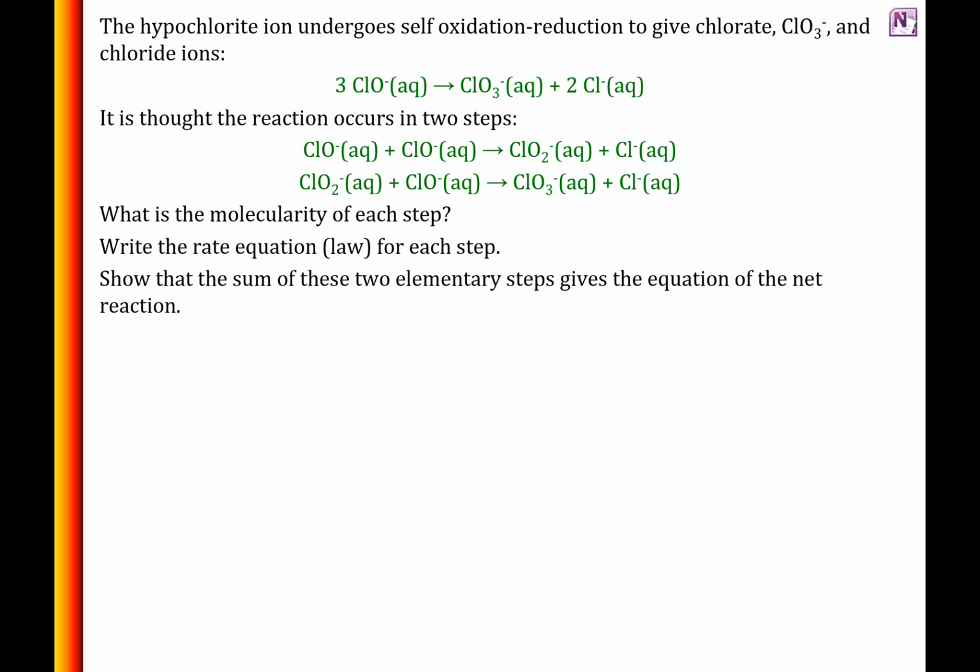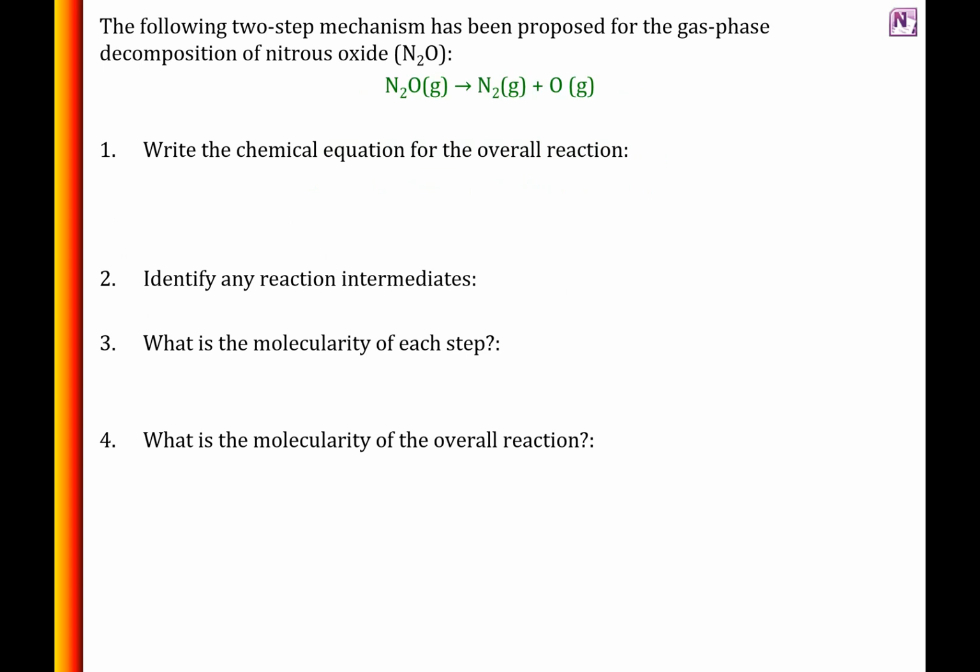So just as an example, do I really want to do this one? Let's look at this one. It says the following 2-step mechanism has been proposed for the gas phase decomposition of nitrous oxide. So we have N2O goes to N2 and O. N2O plus O gives us N2 and O2. It wants us to write the chemical equation for the overall reaction.